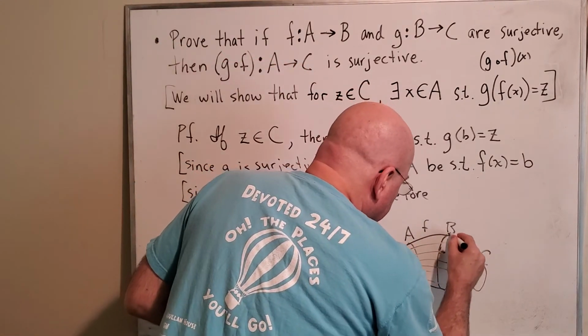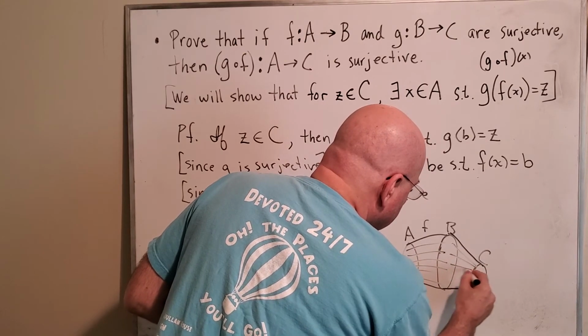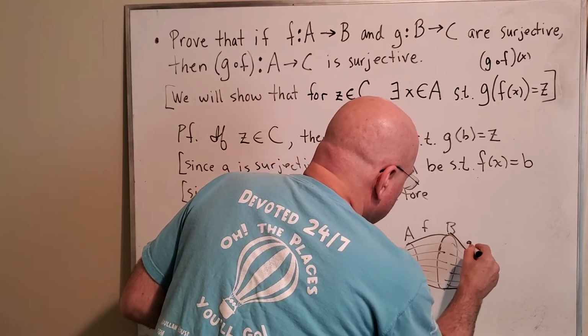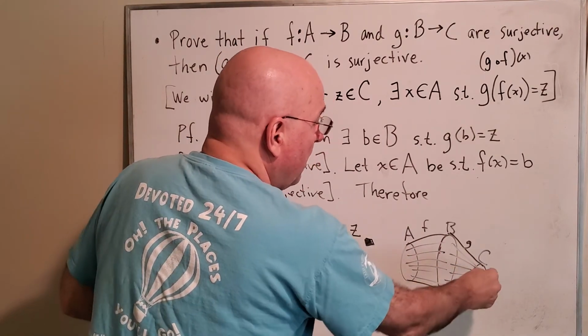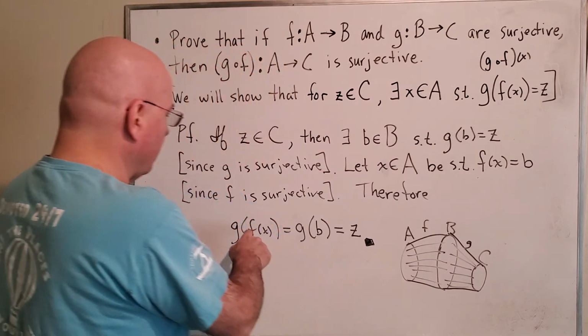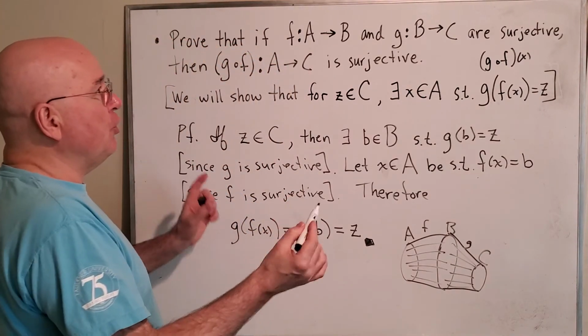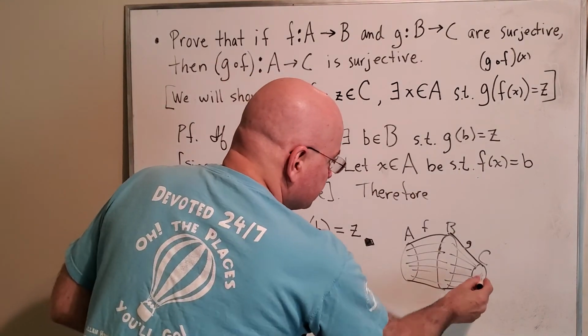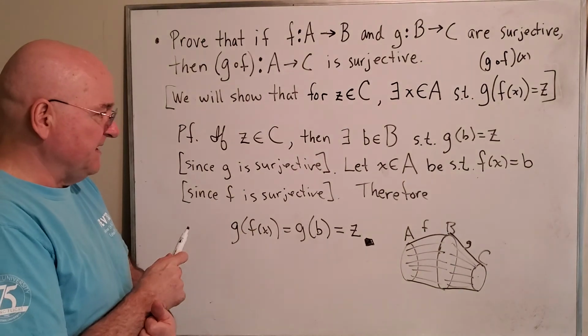And then from B to C, G will take all these elements in B and map them to all of the elements in C. So therefore, G of f of x is equal to Z, no matter where Z is in that set C. It'll work for every single little Z in that set C.